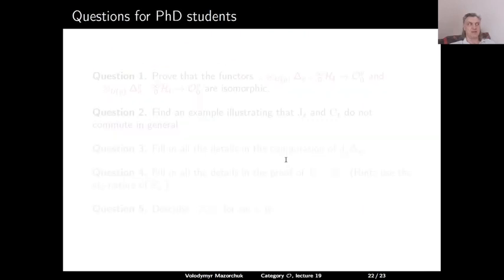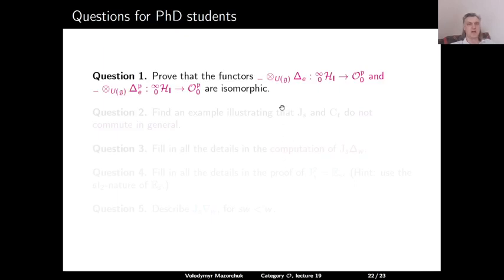So let us finish with some questions for PhD students. Question number one, prove that functors of tensoring with delta e and with delta e^P are isomorphic, considered as functors from the Harish-Chandra bimodules to the category O0^P. Question number two, find an example illustrating that JS and CT do not commute in general.